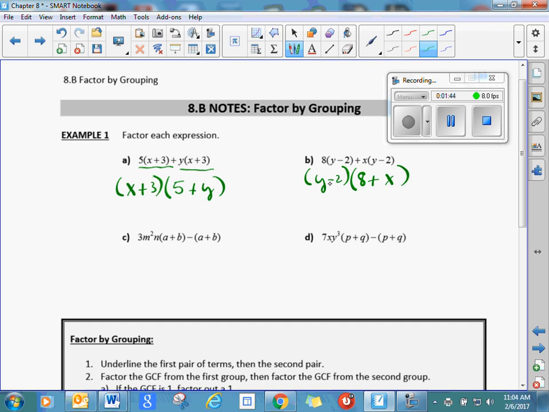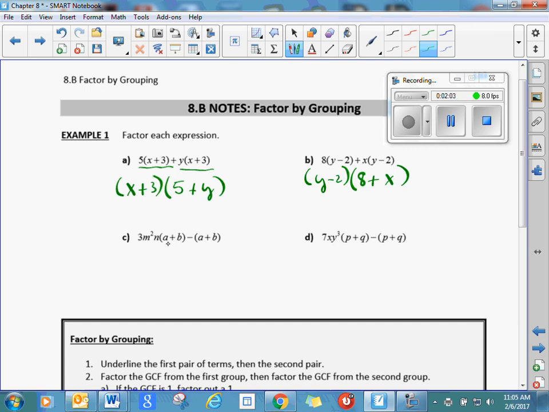And again, if you double distributed and you distributed this and cleaned up all your like terms, you could prove that your answer is correct. Let's just run through these last two examples and see what we've got, and then we're going to move on to a different type of factoring as well.